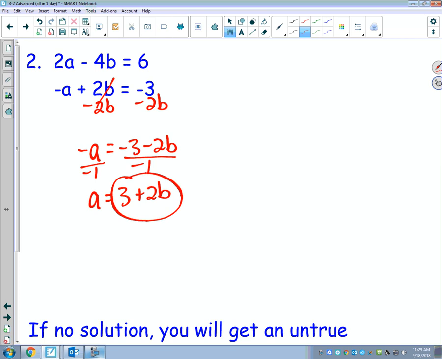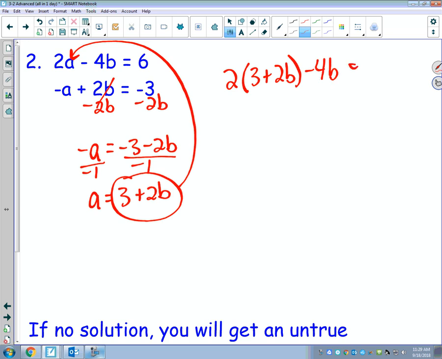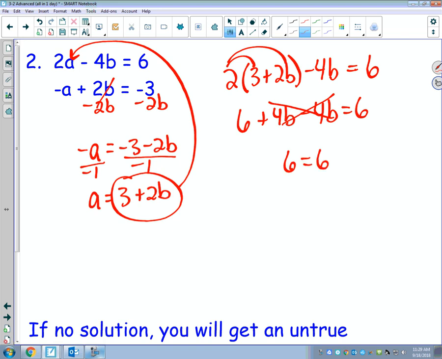Now, if that's what a equals, I'm going to take that and plug it back into the other equation for which variable I solved for. So I get 2 times (3 plus 2b) minus 4b equals 6. So when I work that out, I get 6 plus 4b minus 4b equals 6. And again, these are on the same side, so this just cancels out, and I get 6 equals 6. Which is a problem because I don't have a b to solve for.